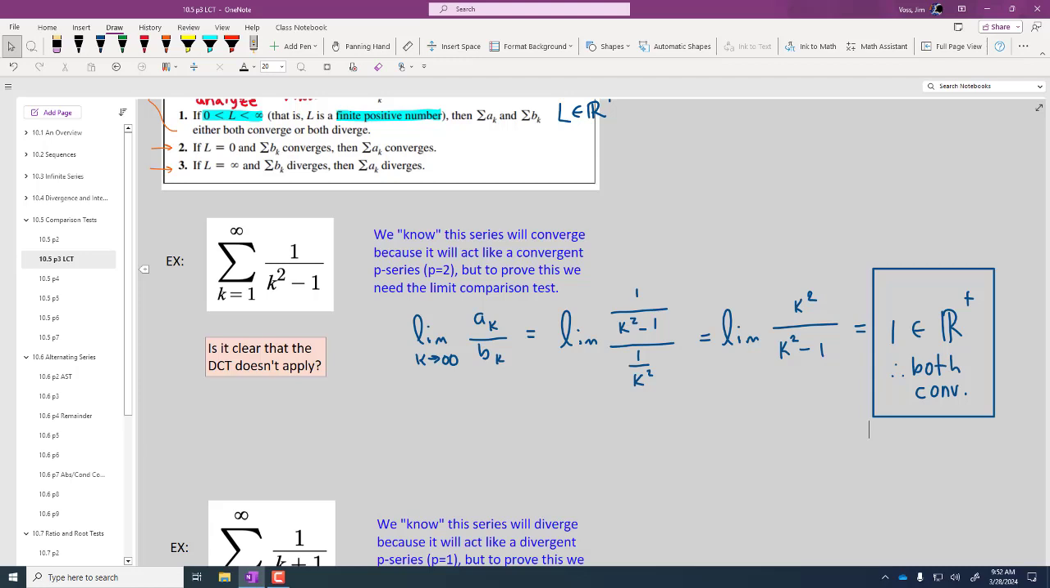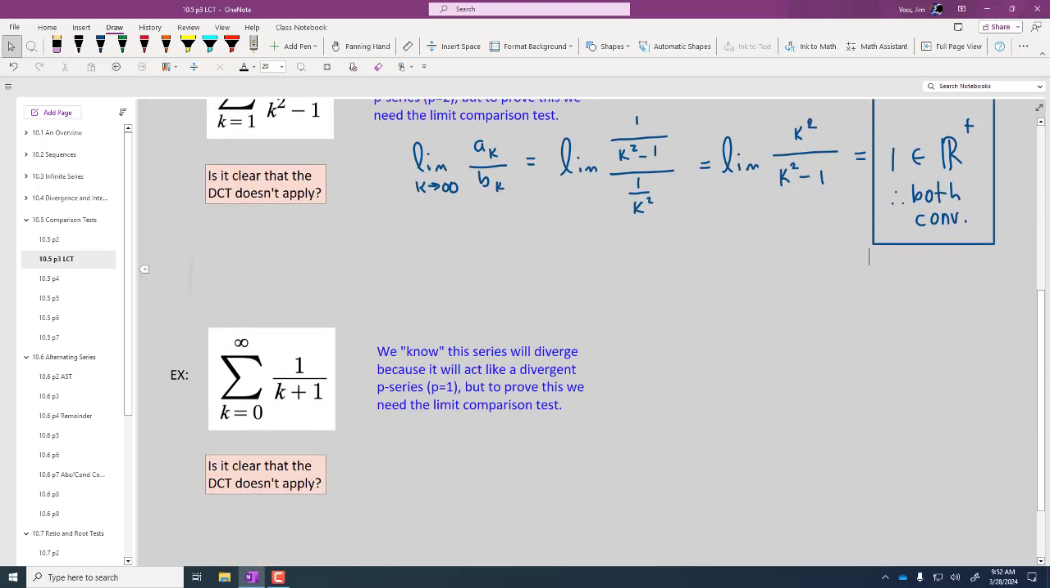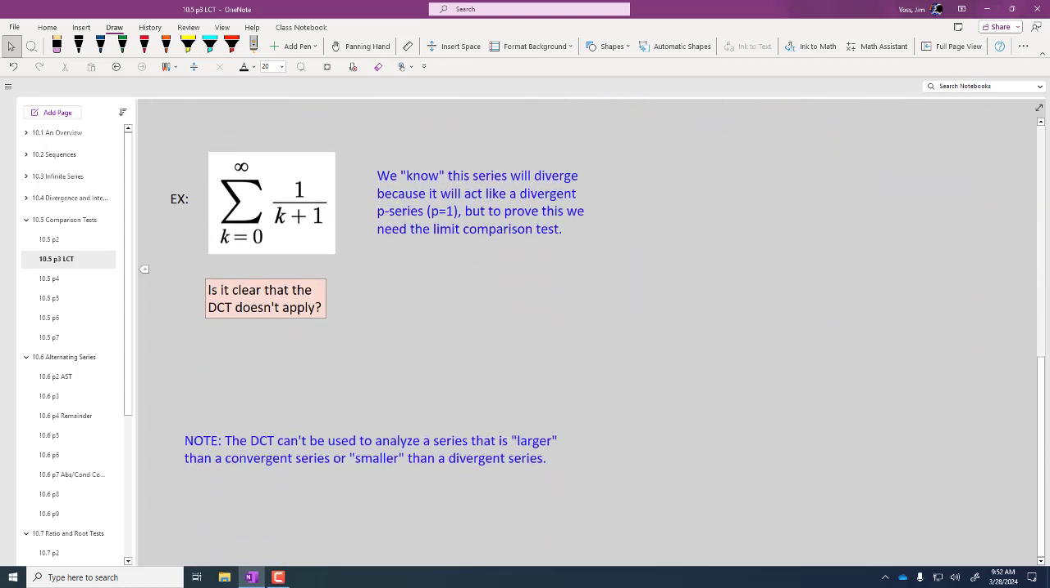For a geometric series, we know that a ratio less than 1 in magnitude converges, otherwise it diverges. So those are the two series that we can analyze by inspection, and those are the ones we typically choose for the B sub k. So let's look at this one. Here's a new one. Let's write down B sub k.